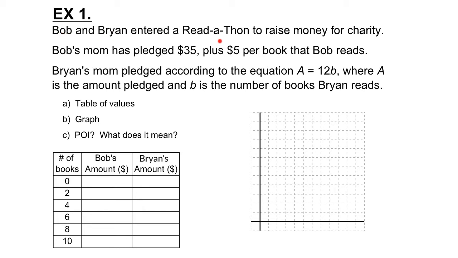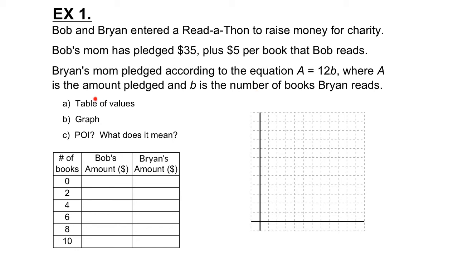Bob and Brian entered a readathon to raise money for charity. Bob's mom has pledged $35 plus $5 per book that Bob reads. Brian's mom pledged according to this equation, where A is the amount pledged and B is the number of books Brian reads. So we have two relationships going on. We have the relationship between the amount of money raised and the number of books that Bob reads. And the second relationship is between the amount of money raised and the number of books Brian reads.